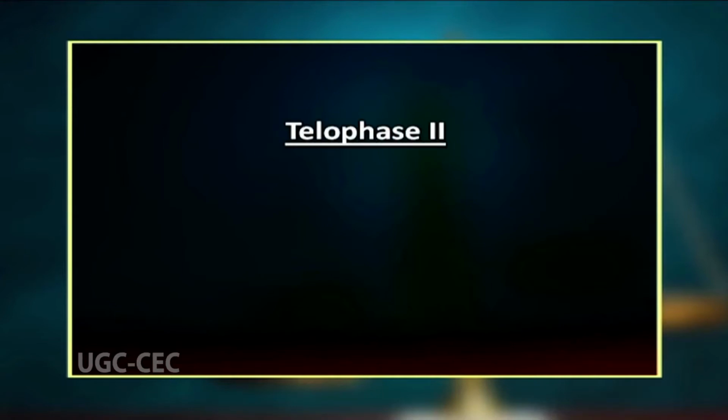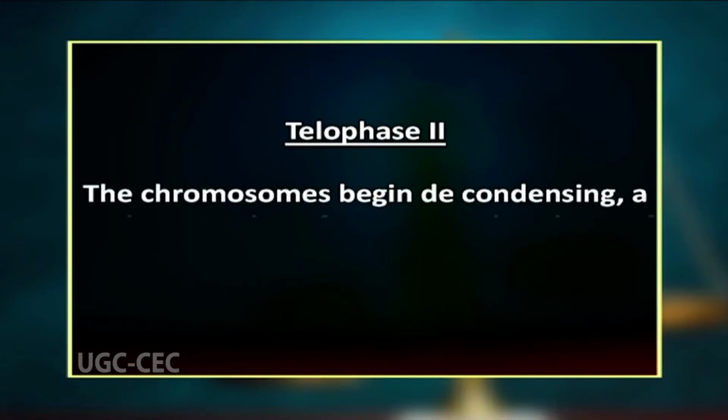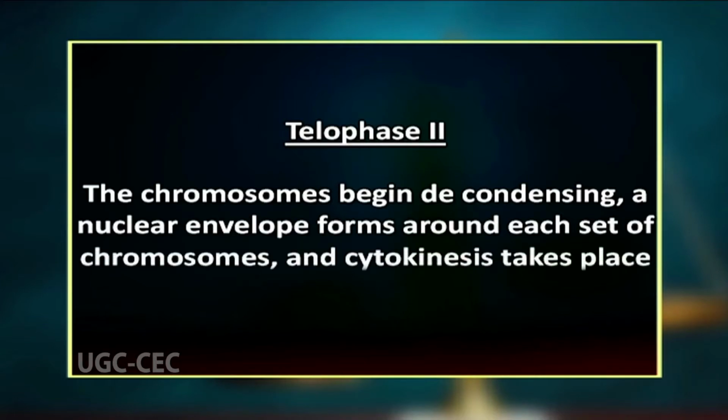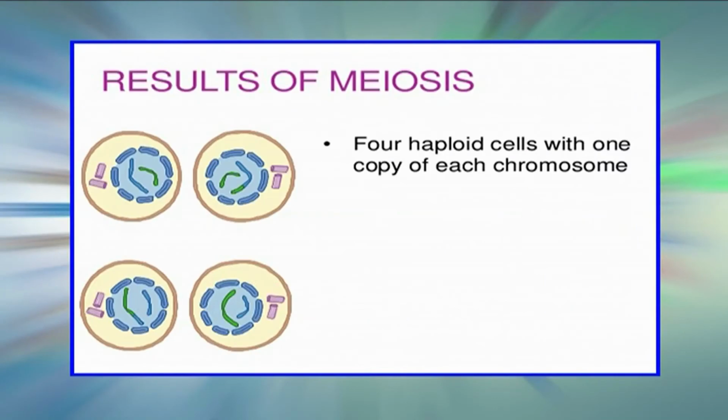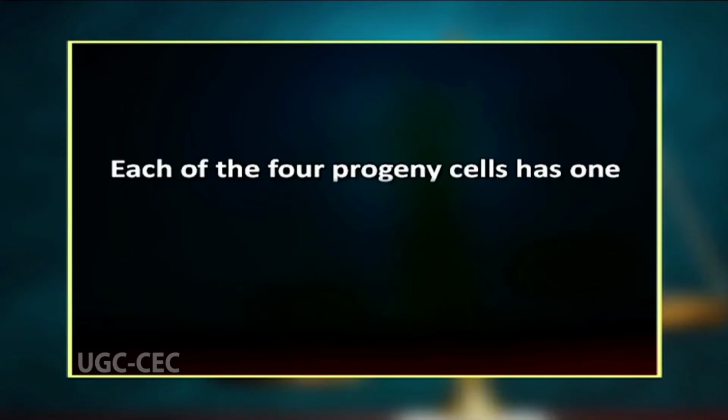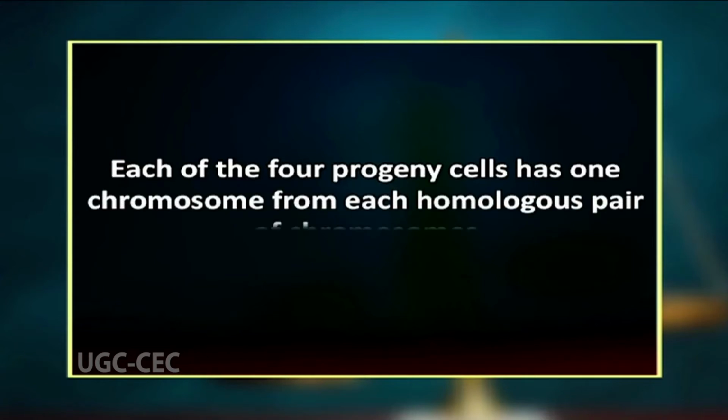In the last stage, that is telophase second, the chromosomes begin decondensing, a nuclear envelope forms around each set of chromosomes, and cytokinesis takes place. After telophase second, the chromosomes continue decondensing, eventually becoming invisible under the light microscope. The end products of the two meiotic divisions are four haploid cells, what we call gametes in animals, from one original diploid cell. Each of the four progeny cells has one chromosome from each homologous pair of chromosomes. Because of crossing over, these chromosomes are not exact copies of the original chromosomes.